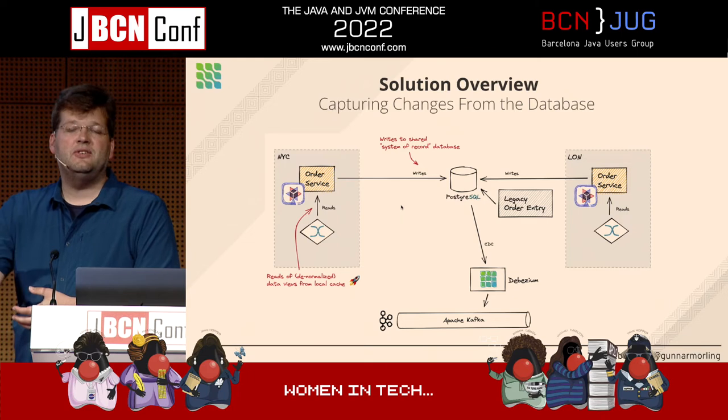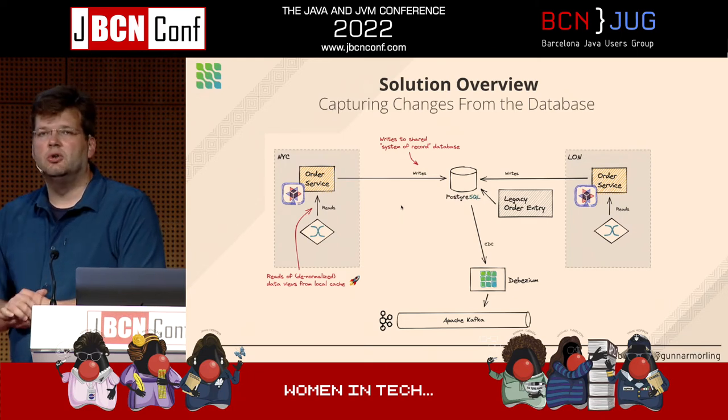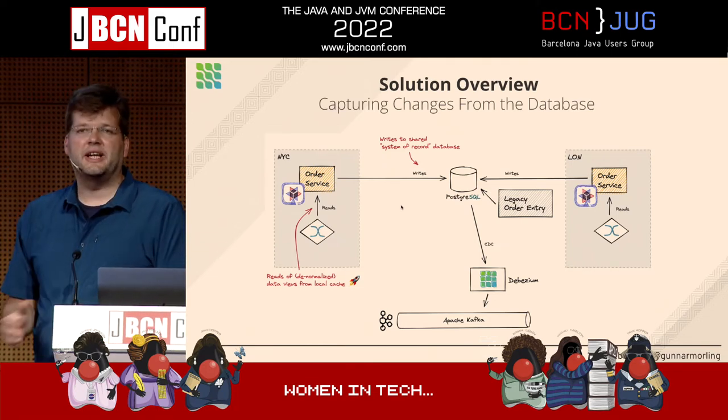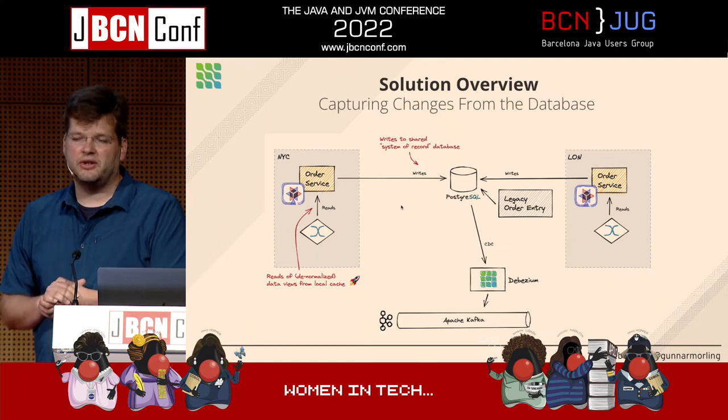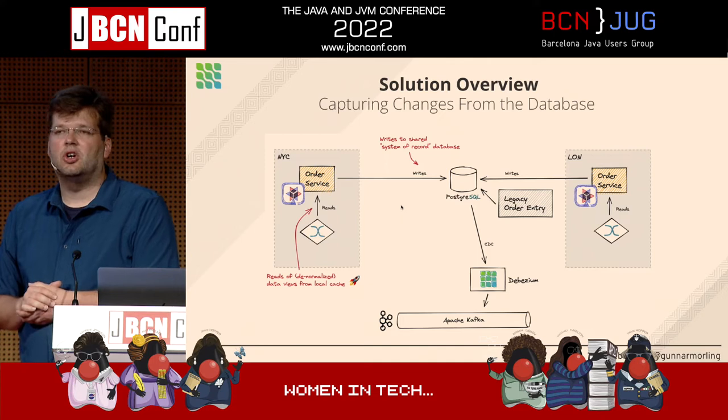Now we set up Debezium. And by the way, if you are using Apache Kafka, you will know there is this side project of Kafka, which is called Kafka Connect. Kafka Connect is a runtime and development framework for connectors. So this is what Debezium is based on. So we will have Debezium and Kafka Connect.